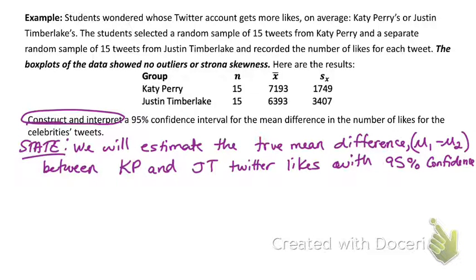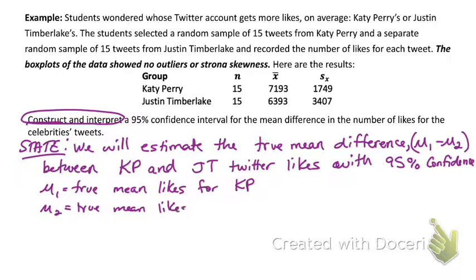Now, you guys know that usually there's always a little tweak when we do a new state plan do conclude. And so here's the tweak. Because we have two populations, a mu1 and a mu2, we do need to define which one is which. So, who do you want to be mu1? KP. Mu1 equals the true mean likes for Katy Perry, KP. Mu2 equals the true mean likes for Justin Timberlake, JT.